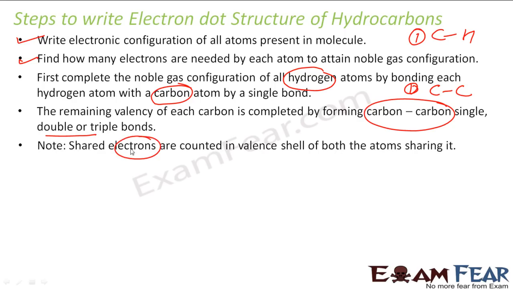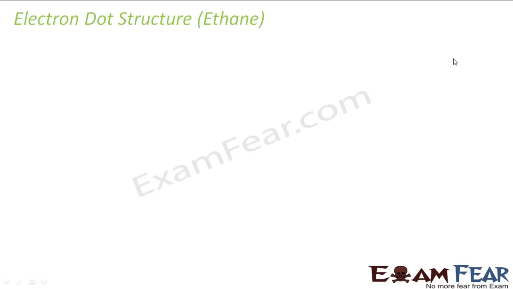Same thing here also, shared electrons are counted in the valence shell of both the atoms sharing them. For example, hydrogen and carbon share it, so when you count it, we check both cases because it's shared. Same thing, right? Similar stuff. So let's take the example of ethane. I have to draw the electron dot structure of ethane. Ethane is C2H6. This is my ethane.